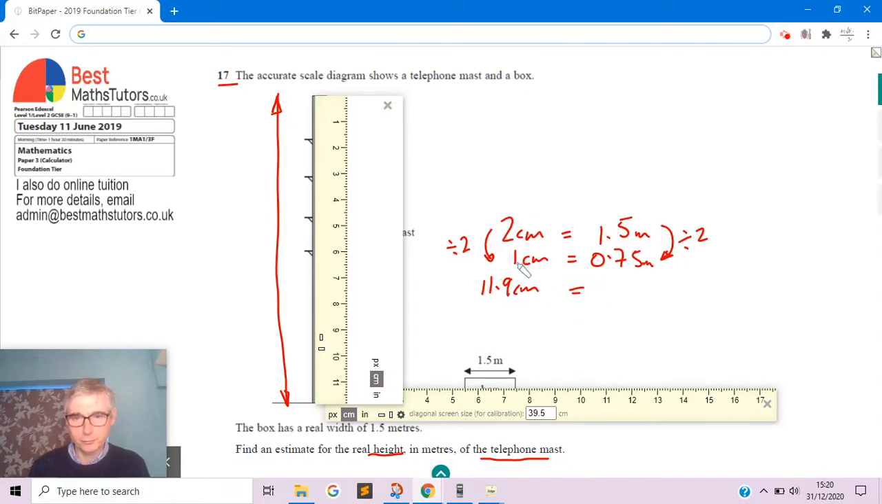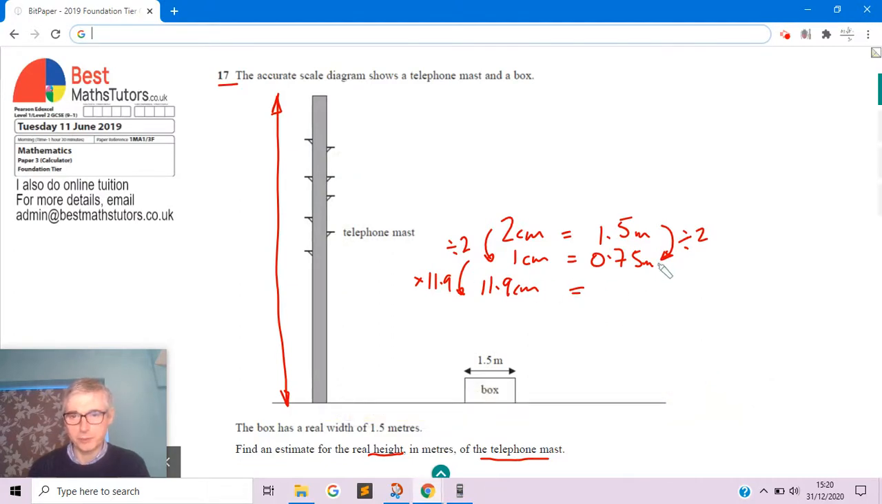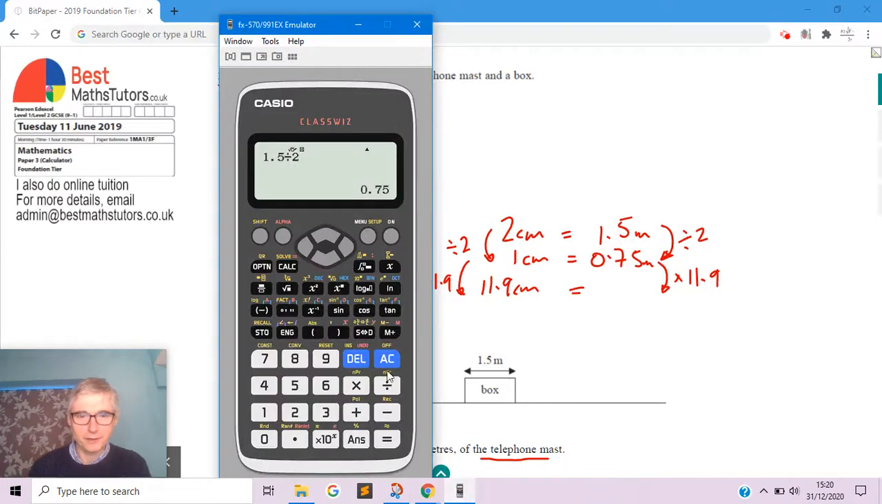So if 1 centimeter equals 0.75 meters, then 11.9 centimeters is going to be equal to, going from 1 to 11.9, I'll have to times by 11.9. So I've got to do the same to the number of meters that represents, so times that by 11.9 as well. So I'm going to take 0.75 and times that by 11.9. I'd get away with saying that was 12 actually, because it's not asking for perfect accuracy. It's more interested in the technique that we're going to use.